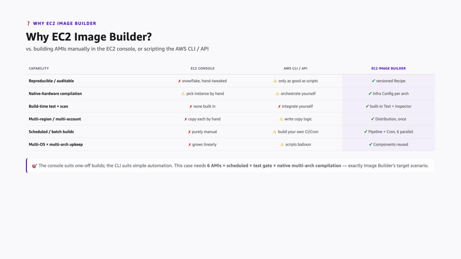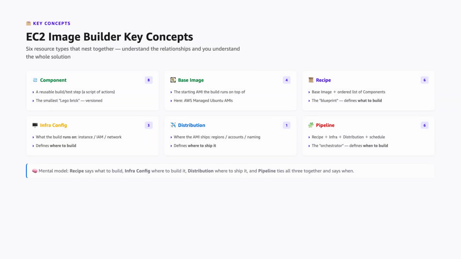The entire solution rests on 6 resource types that nest together. Understand how they relate, and you understand the whole design. First, a component. In the official documentation, a component defines the sequence of steps required to either customize an instance before image creation, a build component, or to test an instance afterward, a test component. It's a plain text YAML document, and it's the smallest reusable Lego brick in the system. Components run on the instance through AWS Task Orchestrator and Executor, or AWSTOE, the managed application that performs all on-instance work.